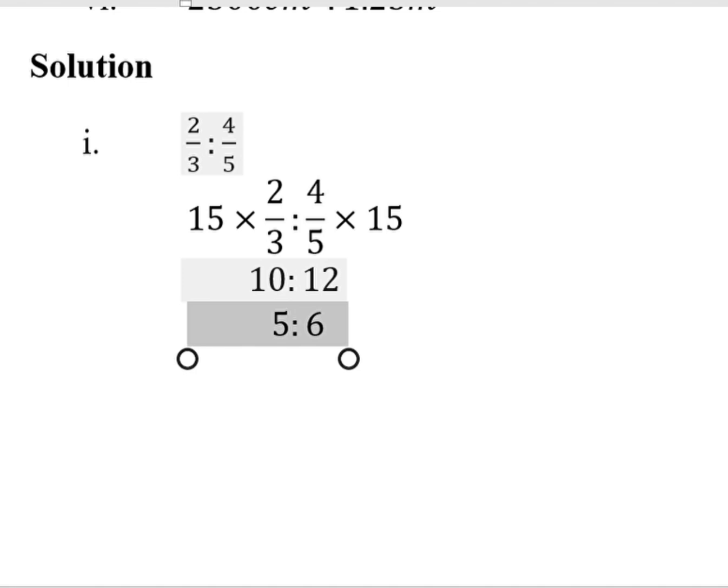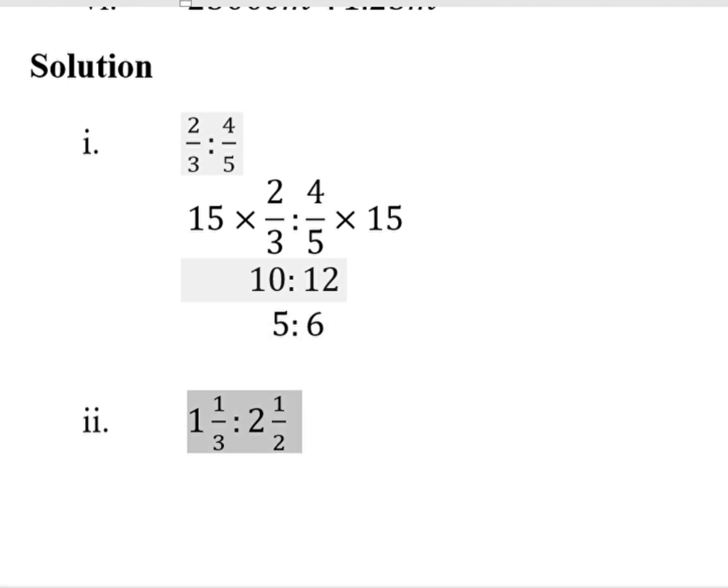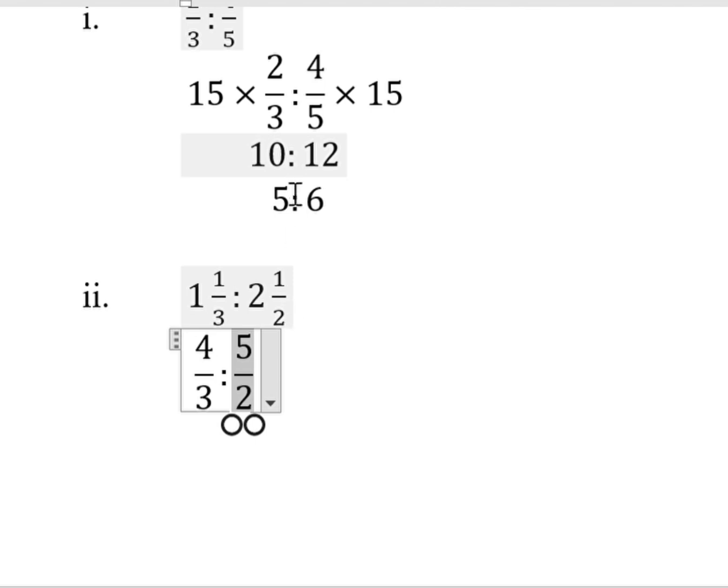Now, here is the second ratio. We have 1 and 2/3 ratio 2.5. The first thing we do is to write this in improper fraction form. So we have 3 times 1 giving us 3 plus 1 gives us 4. So the first ratio is 4/3 ratio. 2 times 2 is 4 plus 1 is 5. So this 5/2. So this one now appears like the first one we have just done.